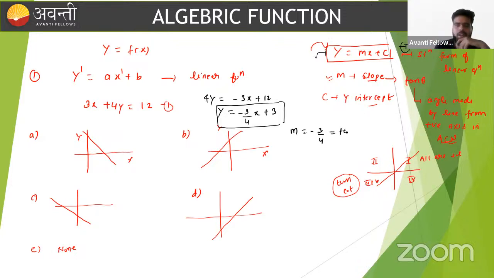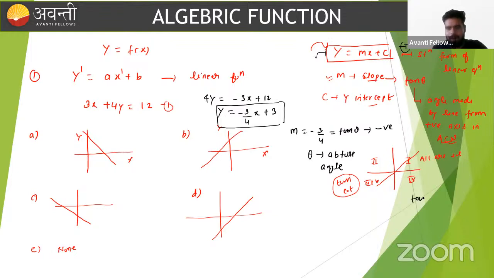Slope means tan theta. If slope is negative, it means tan theta is negative. When will tan theta become negative? So what is our answer, beta? Whenever tan theta is negative, that signifies our theta is an obtuse angle. Yes, that is the meaning.